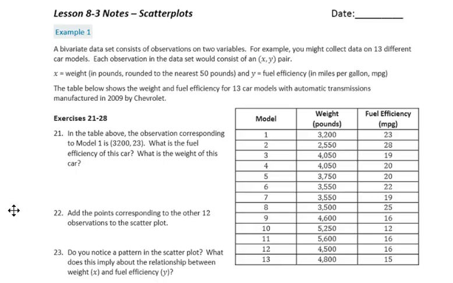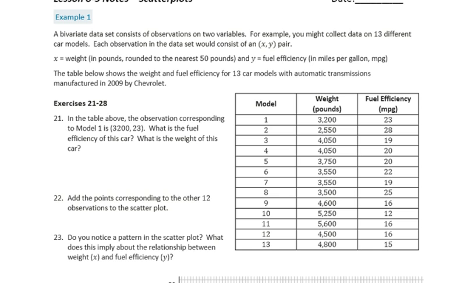Lesson 8-3 is when we're going to start talking about scatter plots, and this is the meat of the chapter on statistics. A scatter plot simply is a bivariate data set. Bi means two. Variate is two different variables. It's observations on two variables.